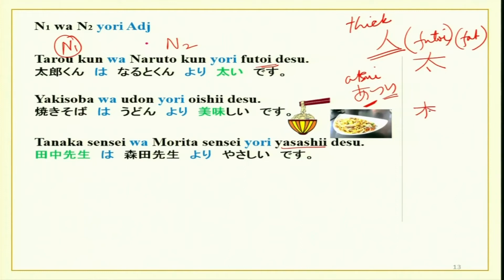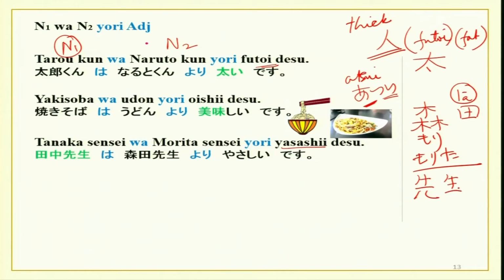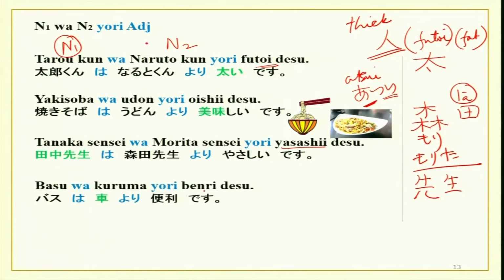So Mori we had done. Three trees together is Mori and field is called Ta. So when you join the two it becomes Morita. Of course sensei you have done. I am just writing it again over here for you. That's all. Basu wa kuruma yori benri desu. We just now did benri in our previous slide. We'll write it again for you and cut it from here and then 1, 2, 3, 4, 5 and then ri. Benri.